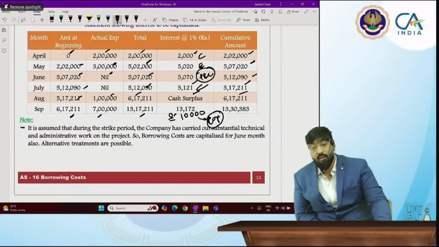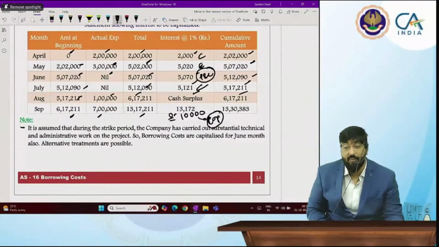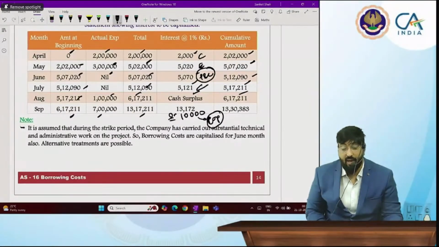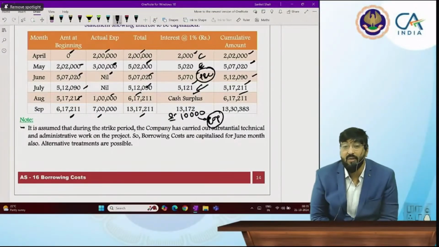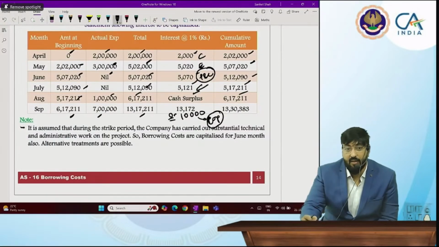So revenue expenditure is not incurred, but capital expenditure is there. And cash surplus means what? You have surplus cash, so you have not taken OD in that month. Got the concept? Yes, sir. I will update this answer and send it to you.